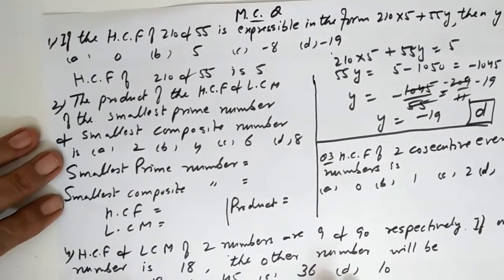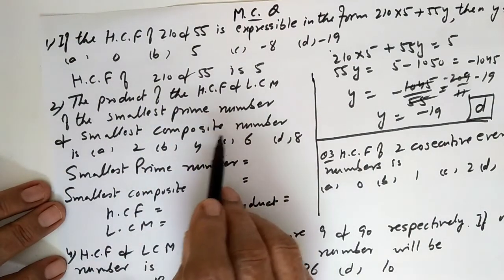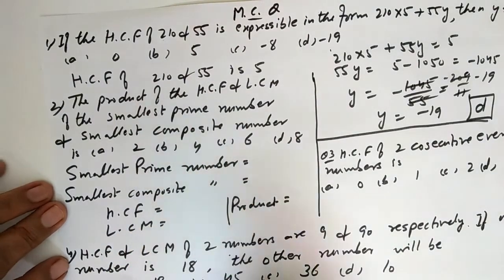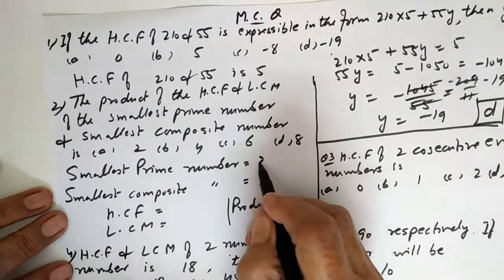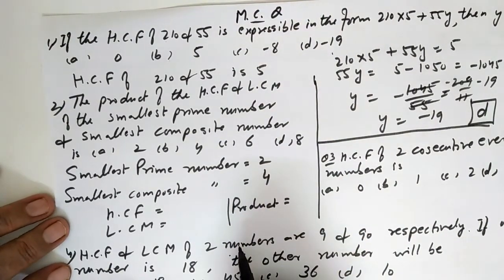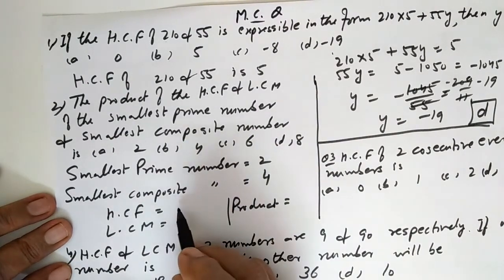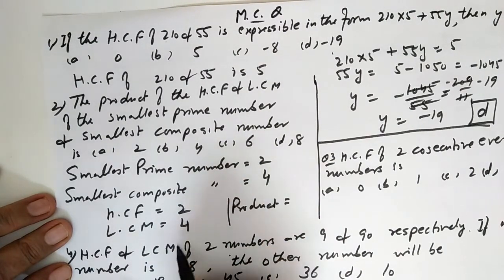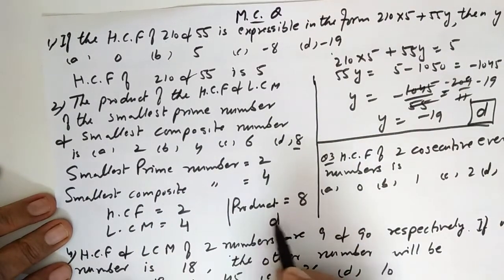Question number 2. The product of the HCF and LCM of the smallest prime number and the smallest composite number is, ये हमने बताना है. Smallest prime number is 2 and smallest composite number is 4. HCF of these two numbers is again 2 and LCM will be 4. Product of this HCF and LCM will be 8. So my choice is again it is D.